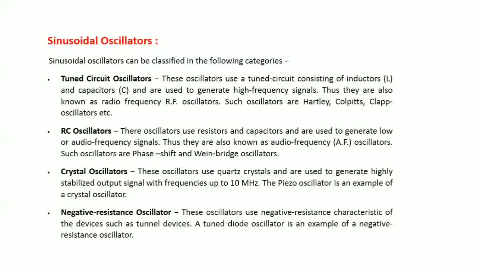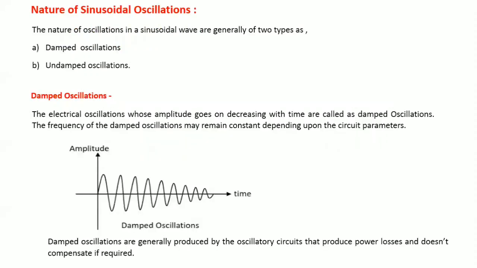The third type of sinusoidal oscillator is the crystal oscillator. In this oscillator, a quartz crystal is used to generate frequencies in the range up to 10 MHz. The piezo oscillator is an example of a crystal oscillator. And the fourth type of sinusoidal oscillator is the negative resistance oscillator. This oscillator uses the negative resistance characteristics of devices such as tunnel devices. A tunnel diode oscillator is an example of a negative resistance oscillator.